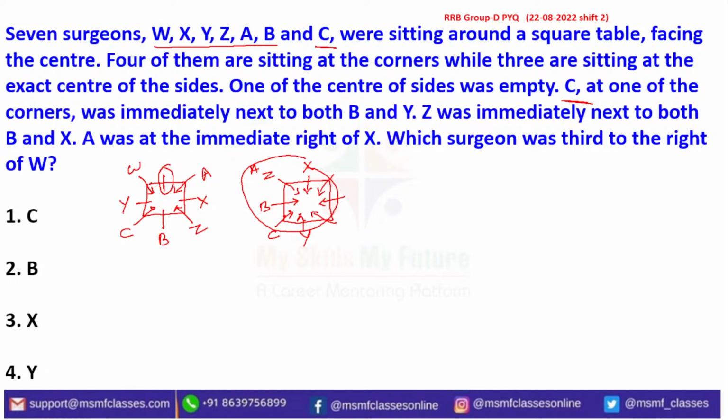See, what is the question? Which surgeon was third to the right of W? So here W is there. Counting from W: first, second, third. So B is third to the right of W. Option 2 is correct. I hope it was clear. Okay, next question.